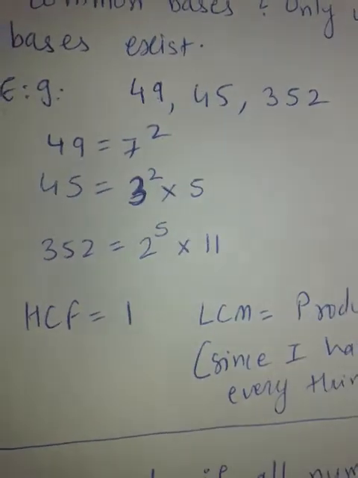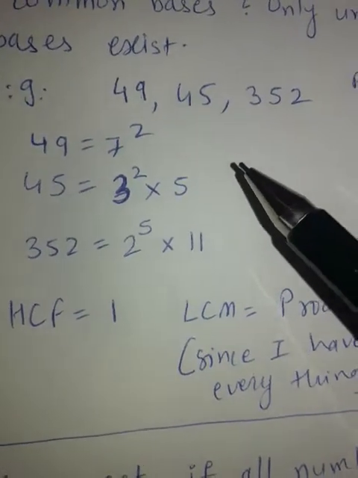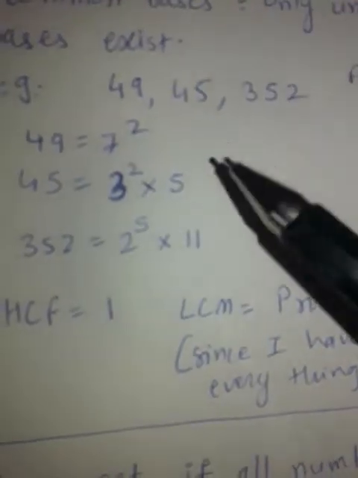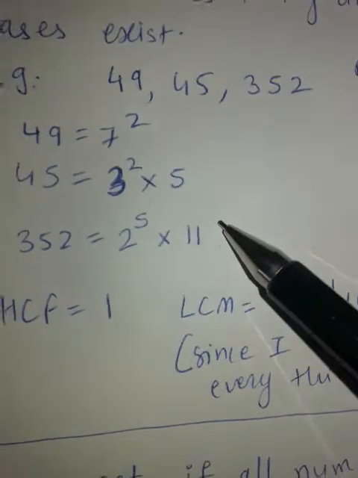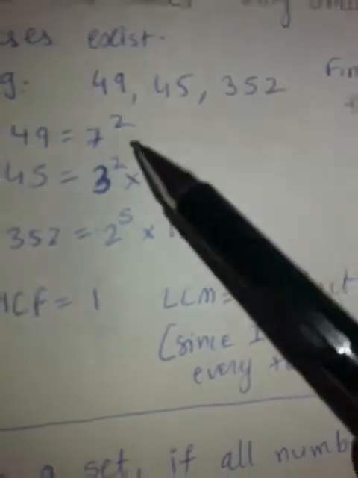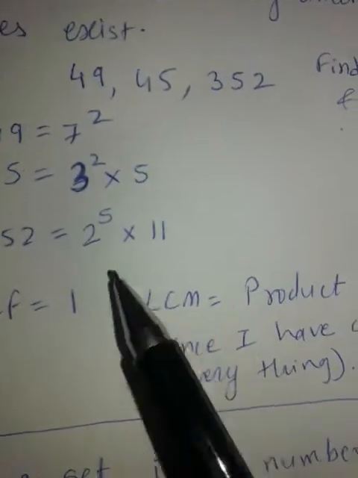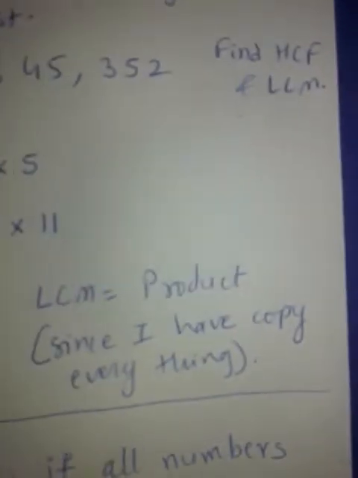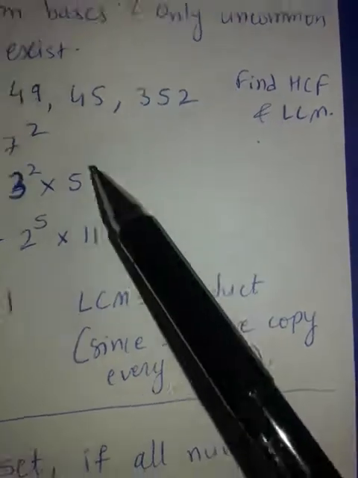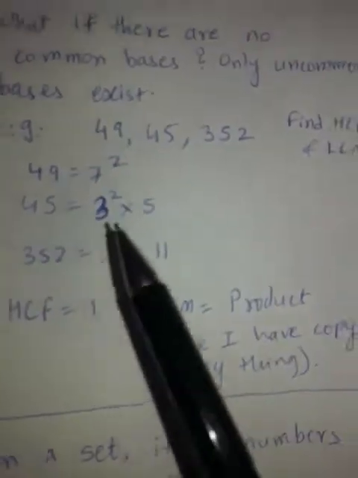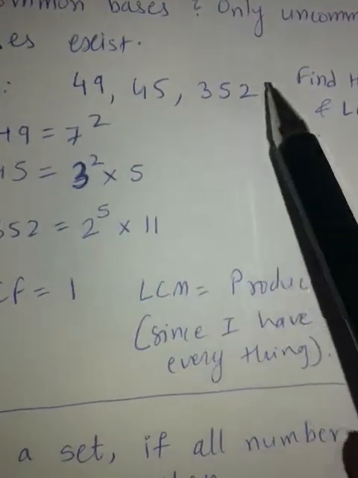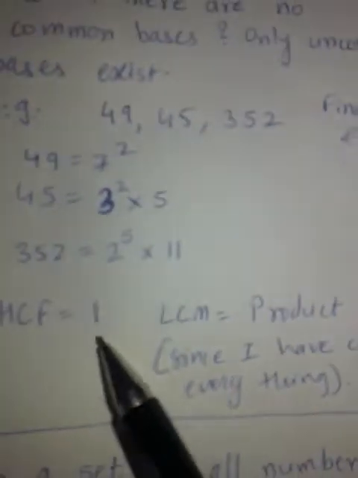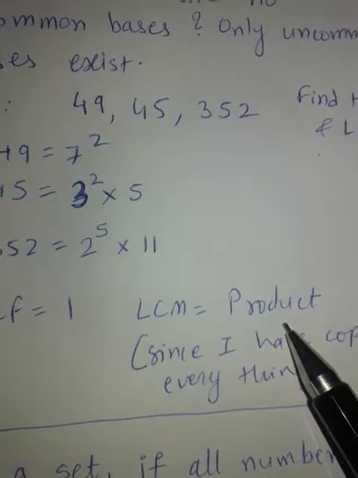And for LCM, what do we do? We copy all common and uncommon bases and raise them to the highest power. But there is no common base, only uncommon bases. So we need to copy everything and take their product. So LCM becomes the product, since I have to copy everything for LCM. So that means when there is no common base in all 3, HCF becomes 1 and LCM becomes the product.